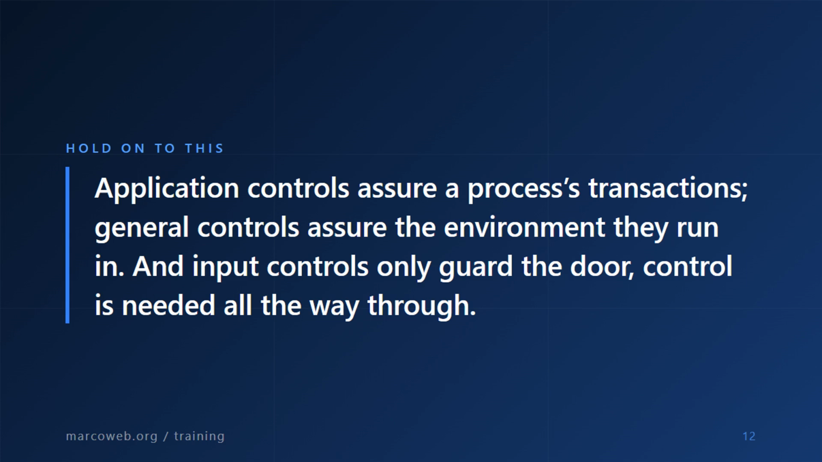So carry this away, and it closes the domain. Application controls assure a process's transactions, general controls assure the environment those controls run in, and weak general controls quietly undermine strong application ones. And do not treat robust input validation as the whole job. Input controls only guard the door. A trustworthy system needs control across input, processing and output together. That completes Domain 3.